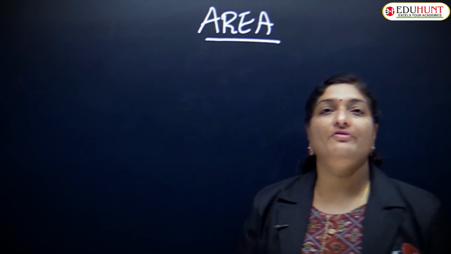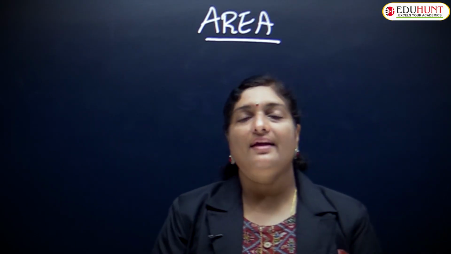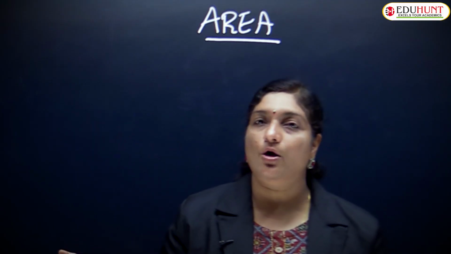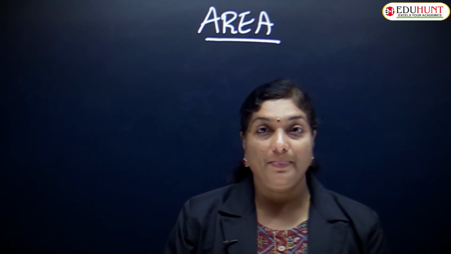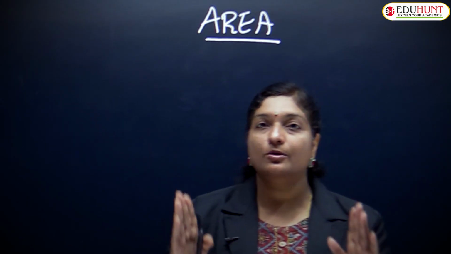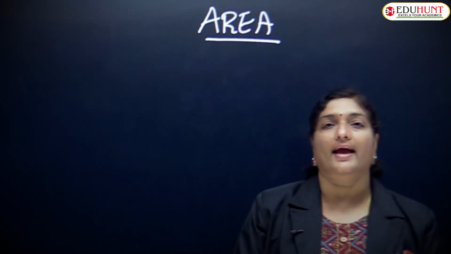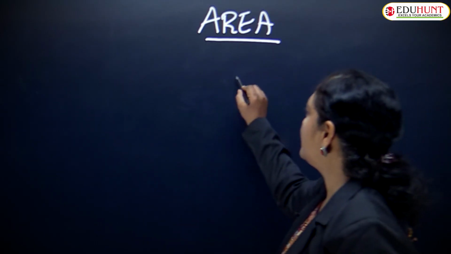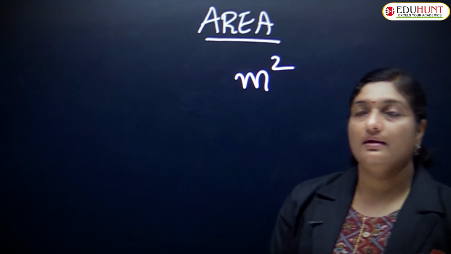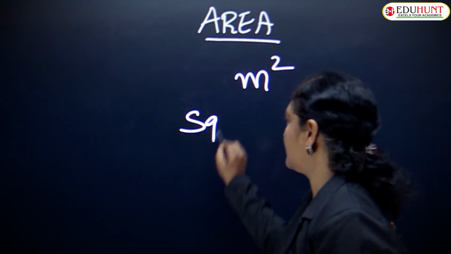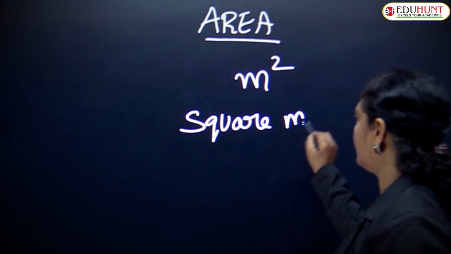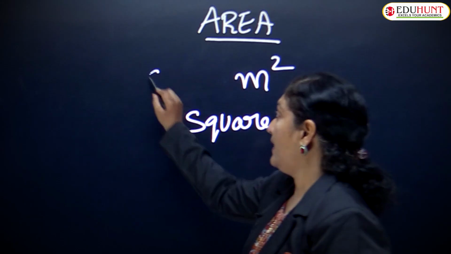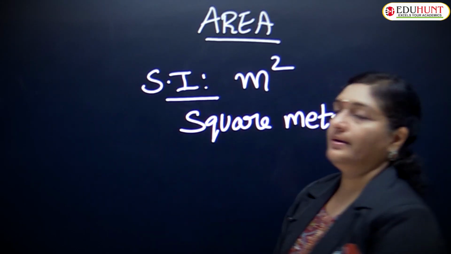So children, I hope you are familiar with the term area. What do you mean by area? Yes, the amount of surface occupied by any object is called area. I repeat, the amount of surface occupied by any object is called area. And the SI unit to measure area is meter square. It is read as square meter, or meter square. So this is the SI unit of area.